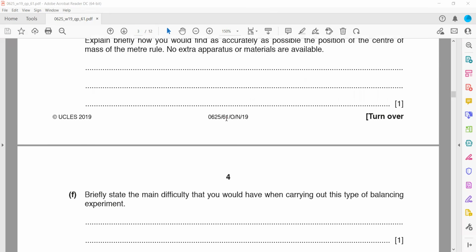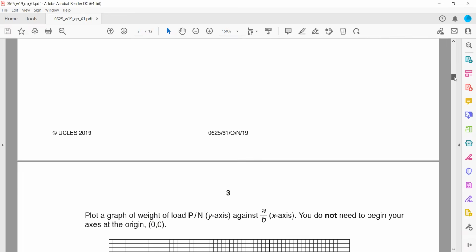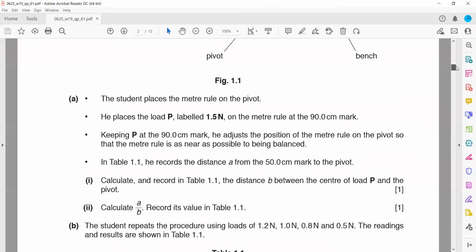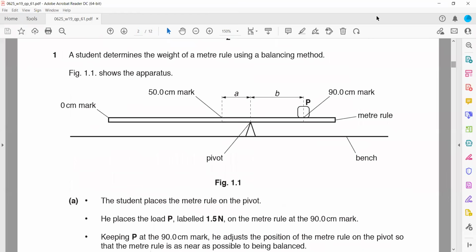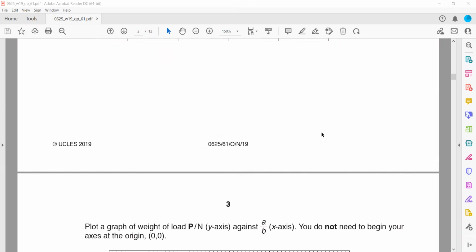Then briefly state the main difficulty. What is the main difficulty of this experiment? The main difficulty is that it is difficult to balance the meter rule when there is a load placed on it. It is not impossible, but it is difficult. When we place the weight, the meter rule might slip. So to overcome this difficulty, we first estimate the position and then we place the weight.